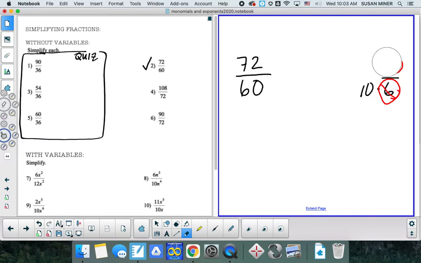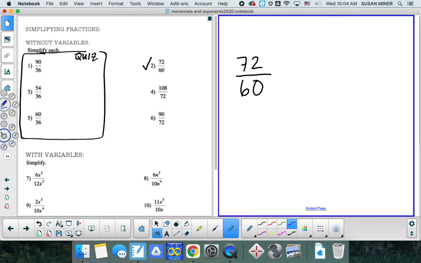Now, here's the thing, right? Maybe I just noticed from the very beginning that both of these had even numbers at the end. And so I just reduced both of these by 2 to start with, right? I'd end up with, 32. Oh, let's see.